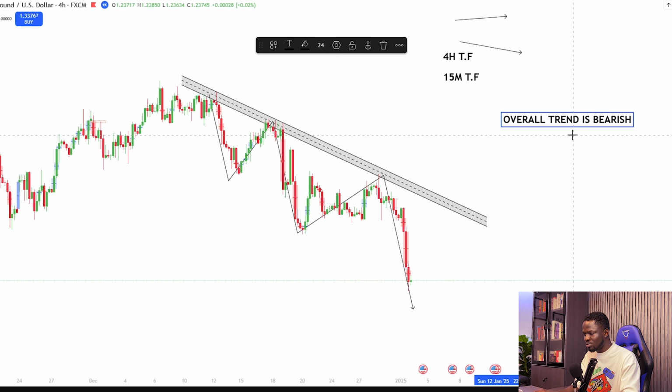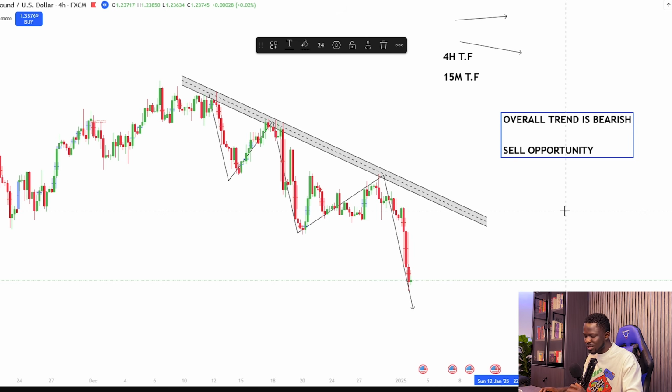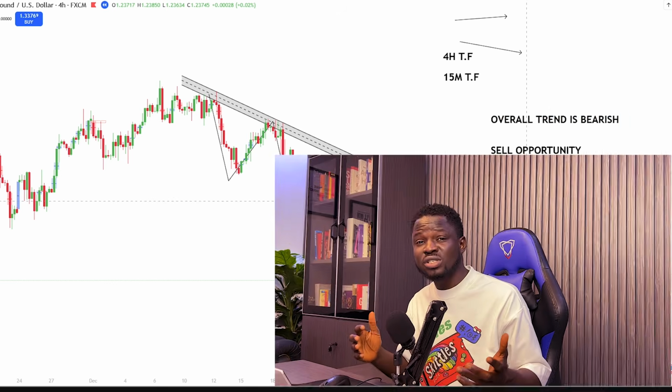That means I should be looking for only sell opportunities in the market. I don't have any business with buy setups. I'm not saying you should not buy in a downtrend market, but I love to trade with the trend. I love executing my A plus setup along with the trend, or with the ruler of the market.